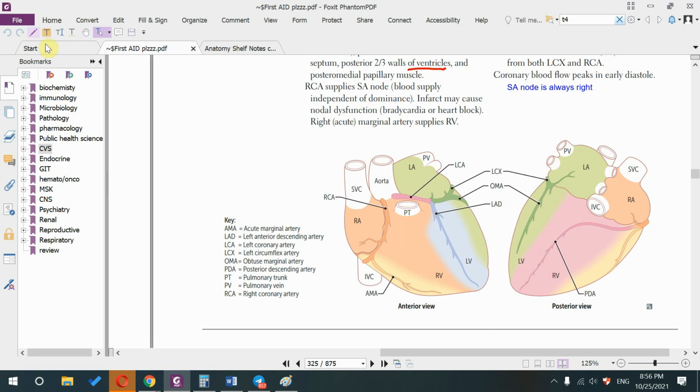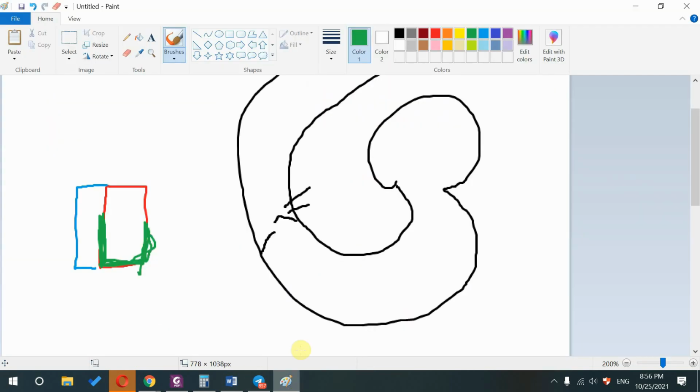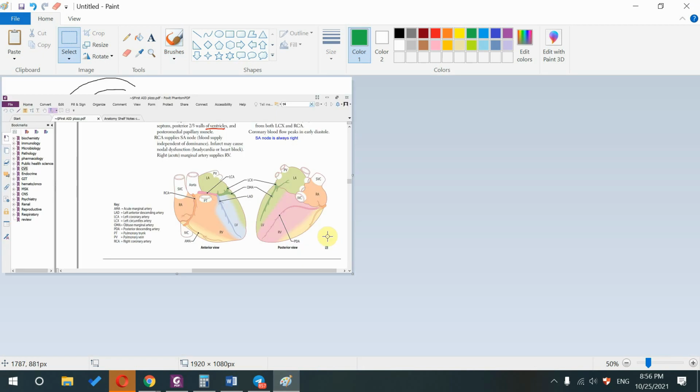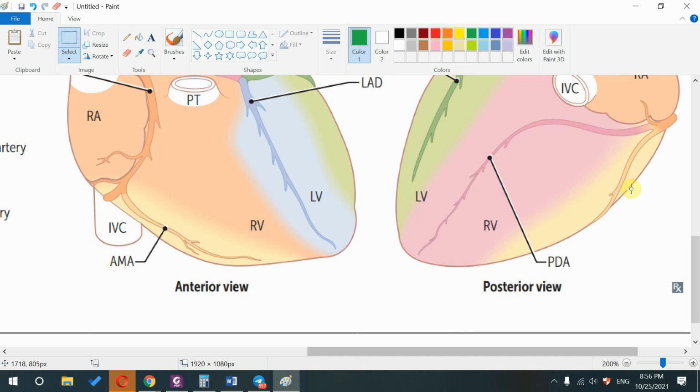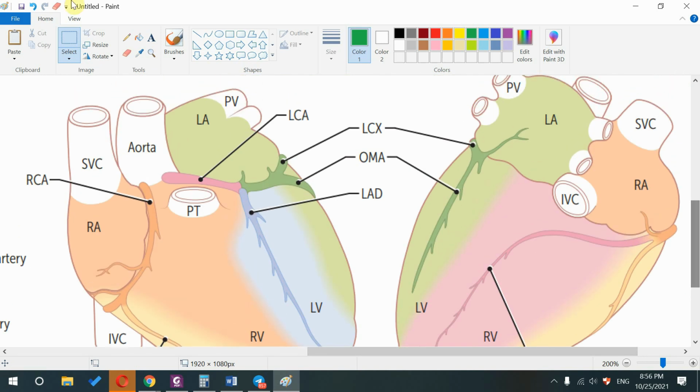Give me a pen. Okay, so you can see here we have the PDA, and it's originating from what? From the right coronary artery. So if we speak about the left circumflex and the patient was left predominant, the PDA will come like this, okay? This will be the PDA.